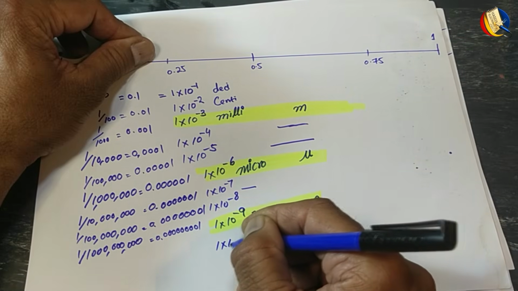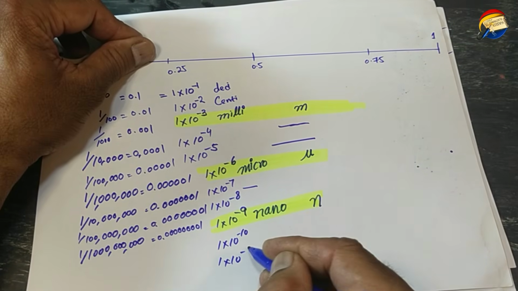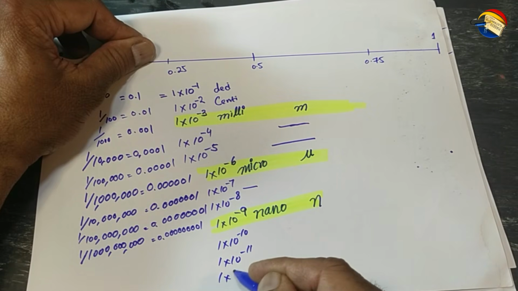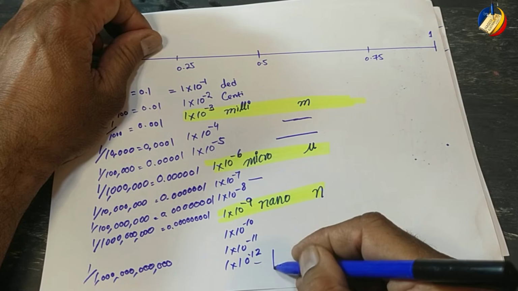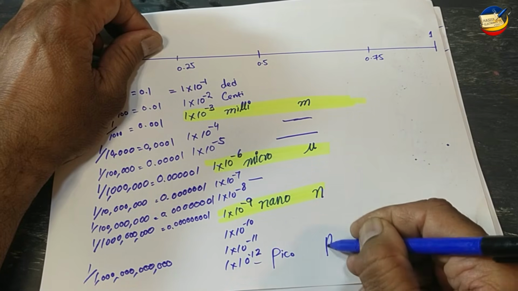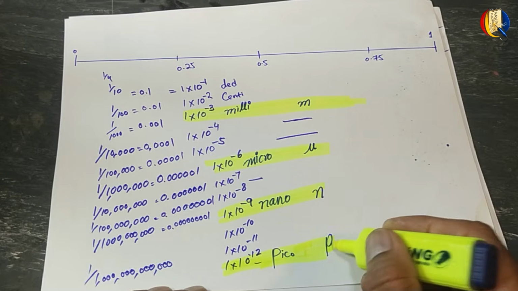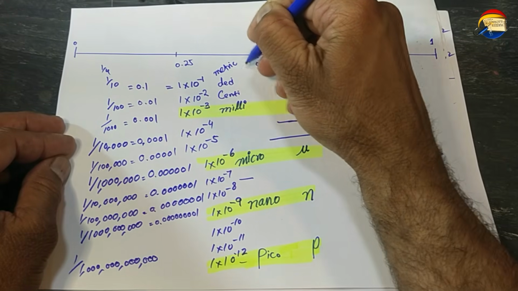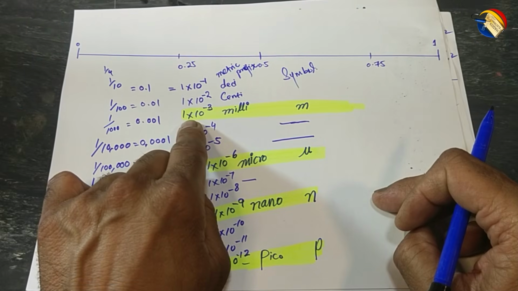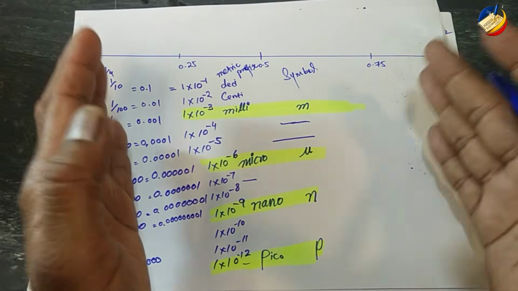In the same way, 10 raised to the power minus 10, minus 11, minus 12. It is pico. Most of the time, pico is the smallest unit used in electronics. Here is the metric prefix, and here is the symbol. This is the equivalent value in scientific notation. These are the smaller units.